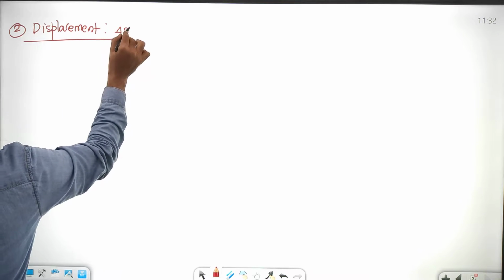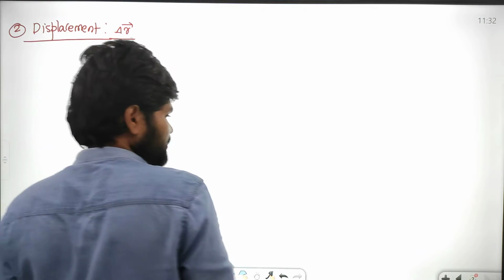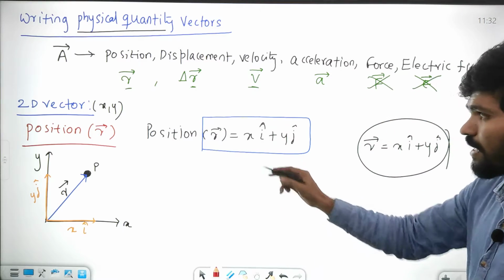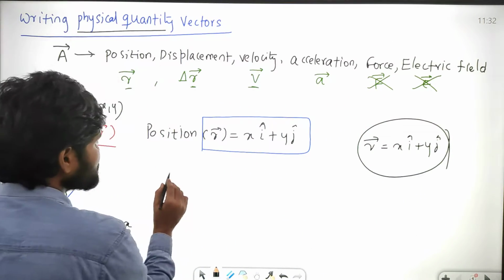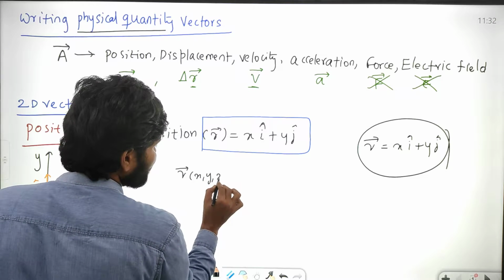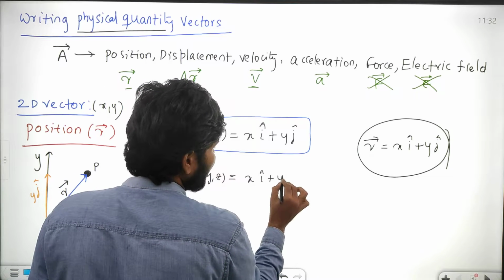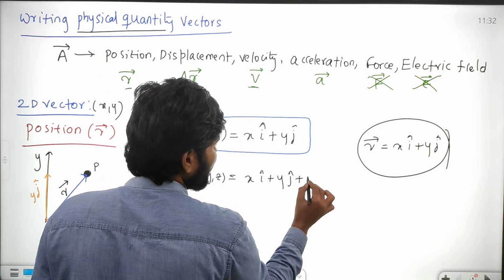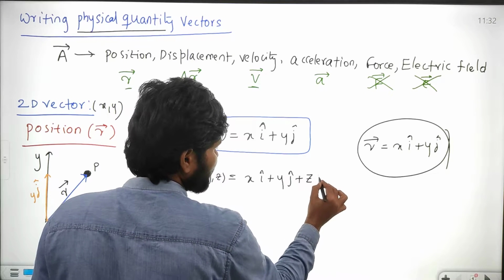Nothing but delta r vector. Okay, just see. This is the 2 dimension, right? So what will happen if I wanted to write this position vector in 3 dimension? x, y, z. How can I write? You can write x i cap, y j cap and z k cap.